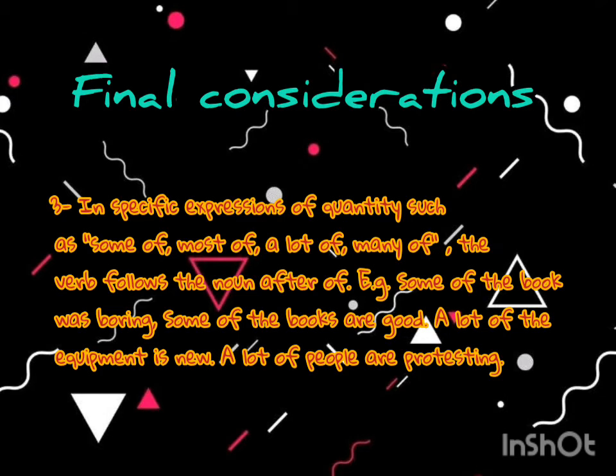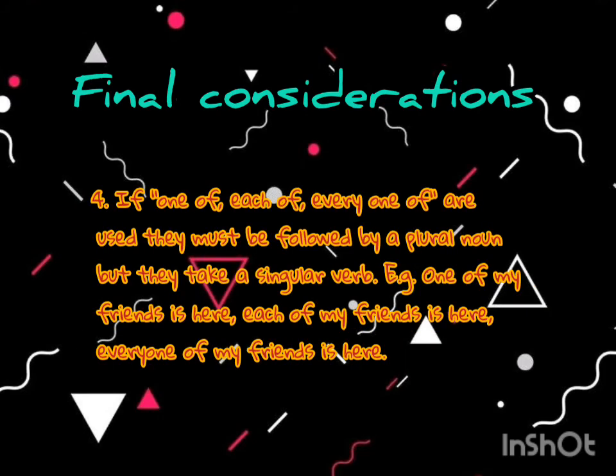Number 3, specific expressions of quantity, that is to say, for example, some of, a lot of, most of, or many of, depend on the noun to take a verb either in the singular or in the plural. So pay attention to the last part, not to the quantifier, but to the noun they are modifying. And finally, one of, each of, and every one of are always followed by singular verbs, even if they are followed by a plural noun.